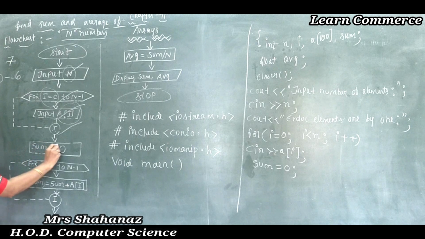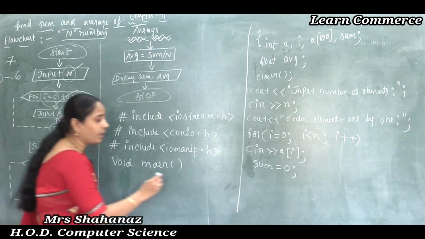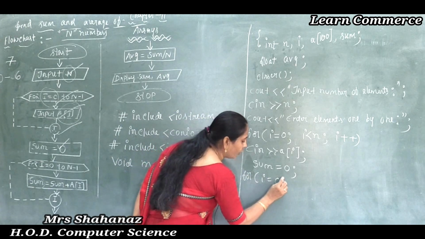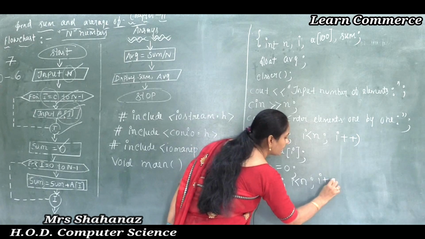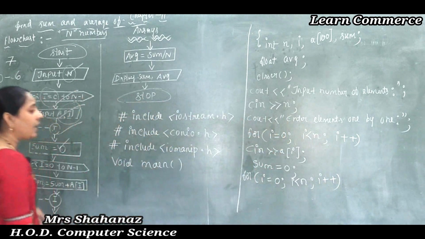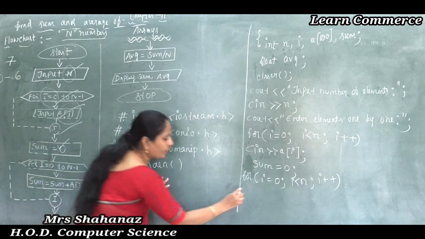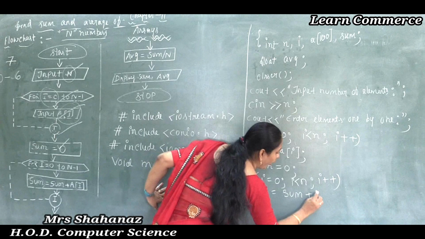And after that, as we know, to make the calculation we need to access the values one after another. So I am using for I is equal to 0, I less than n, I plus plus. And next, sum is equal to sum plus a of I.